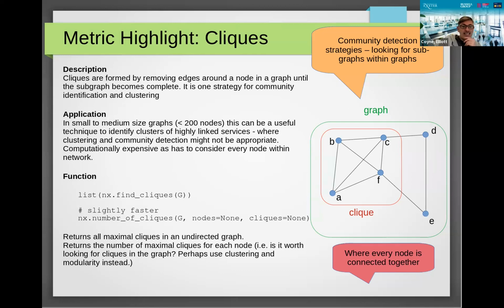And when implementing this, with the find cliques function, you'd capture that within a list, because otherwise, if you've got several cliques, they wouldn't be stored in one container or one variable. But a slightly faster way to work, if something is a bit bigger, is to just look at the number of cliques. So there's 12 of them, not saying where they are, just the total number, as opposed to identifying all of them and what the nodes are.